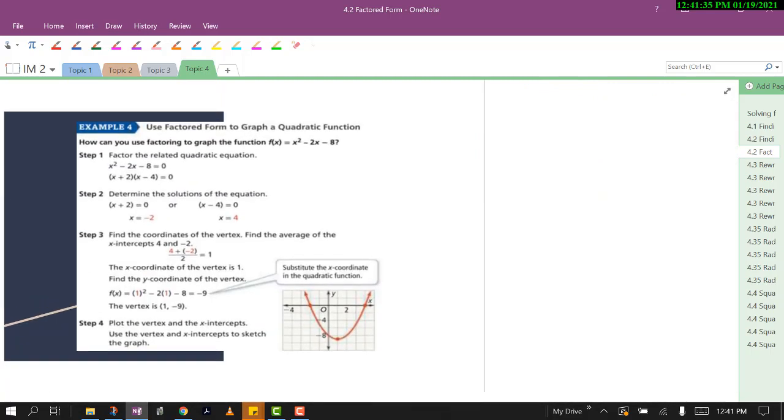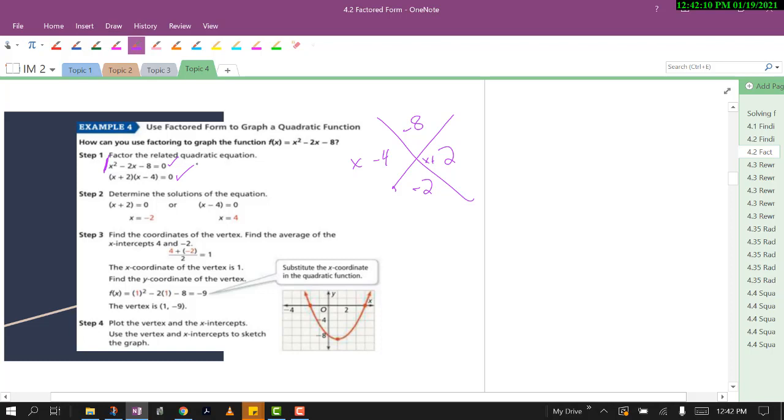Alright, so we got this example drawn out for us. Use factored form to graph a quadratic function. So we get x squared minus 2x minus 8 equals f of x. First, set it equal to 0. Check. Second, factor, so they kind of skipped a little bit. We want two numbers to multiply to negative 8 and add up to negative 2. That'd be negative 4 and 2. And because the coefficient of x squared is 1, we can go right to x minus 4, x plus 2, and that's what we have here.